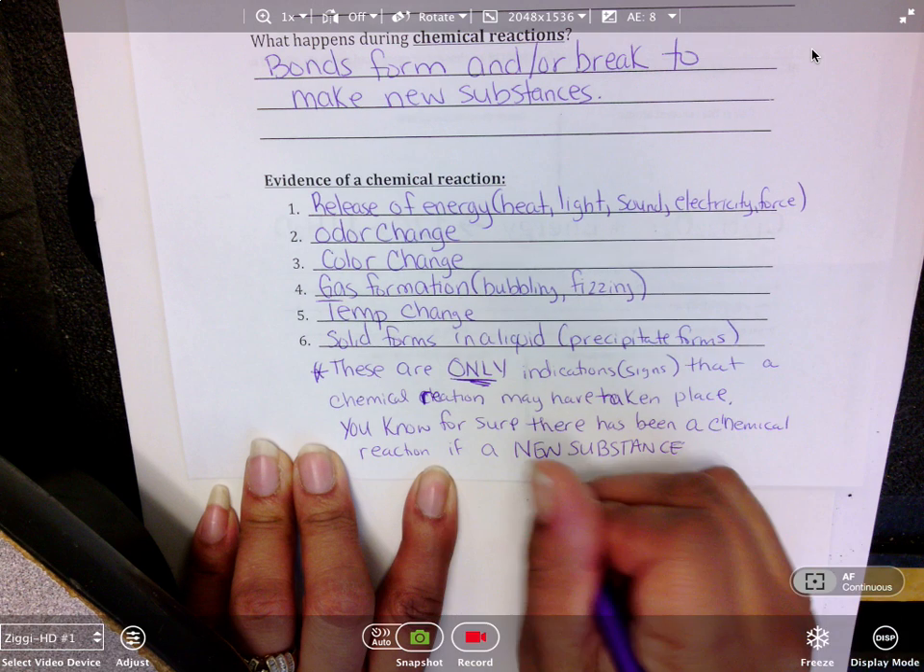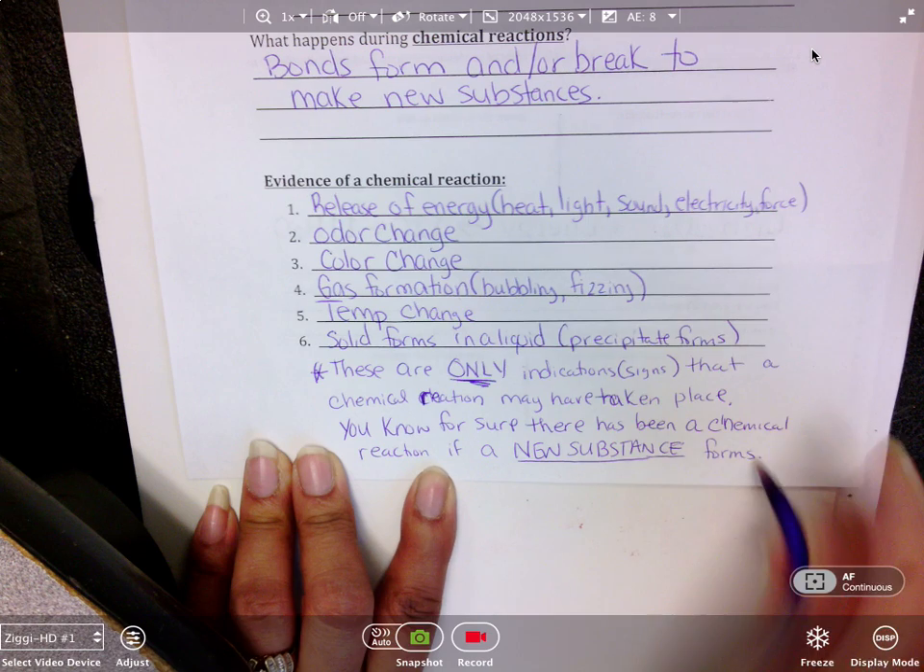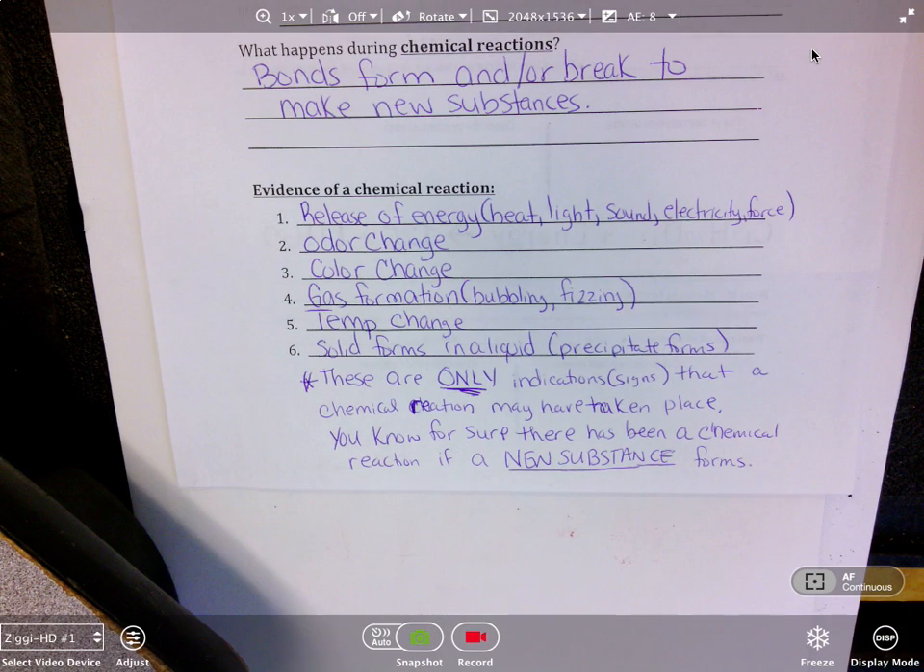The new substance forms. So you can look for these different signs and you say, yes, there's a possibility. Yes, there's a possibility. But unless there's a new substance formed, then no.